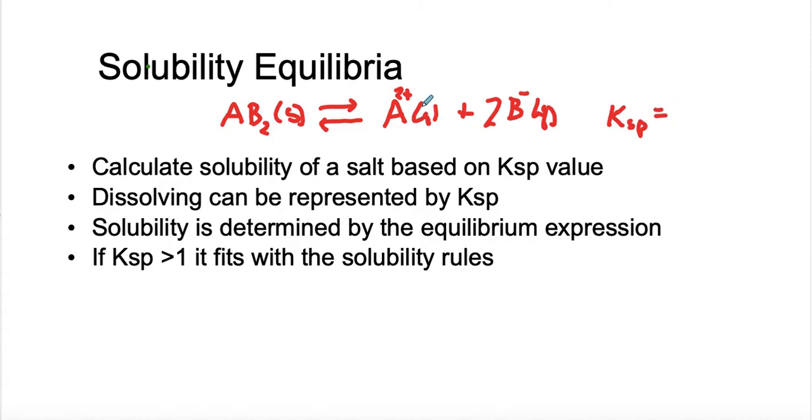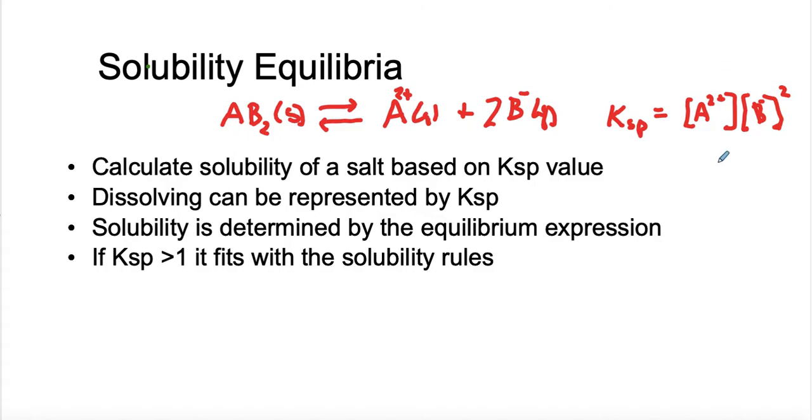So your KSP is your products over your reactants, but the reactant is solid, and so you don't include it in there. And so the concentration is the concentration of A times the concentration of B, but since there's a coefficient on B, that one is squared. So that's your KSP. It's the same thing as all these other things, KC and KP and Qs. It's just for dissolving in specific.